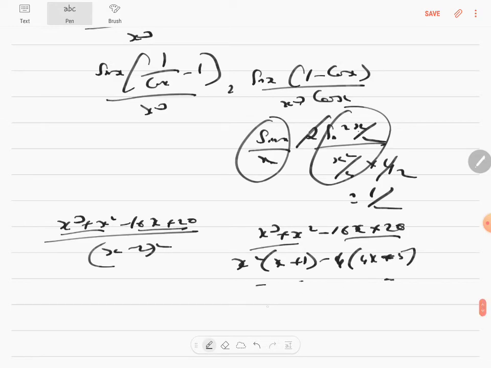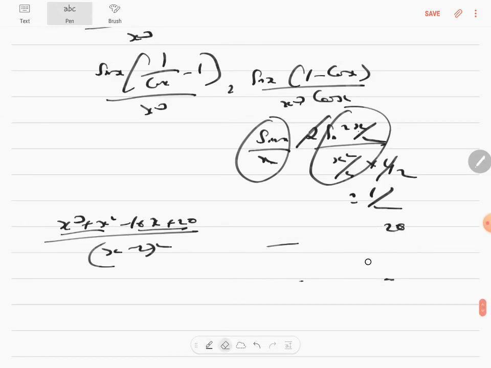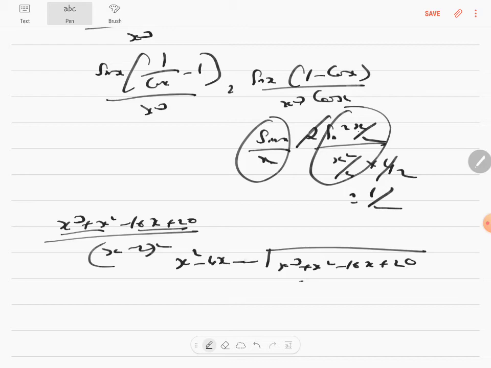You can't get it like that. So then you have to only do long division. So how to do long division? Take this, x cube plus x square minus 16x plus 20, you write here and divide it by one of the x minus 2. You don't have to divide it by everything, just an x minus 2. Or if you want to divide the whole thing by both, x square minus 4x plus 4.